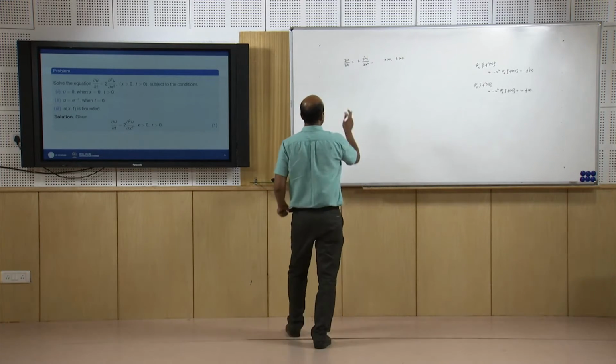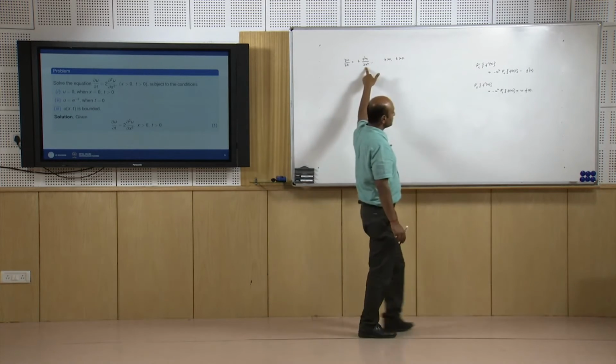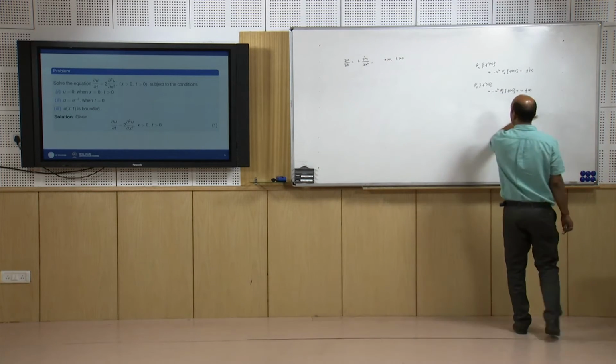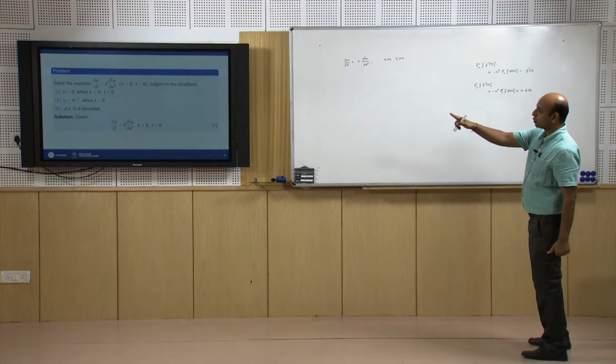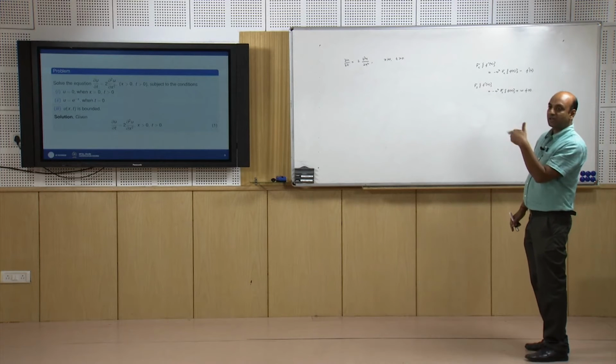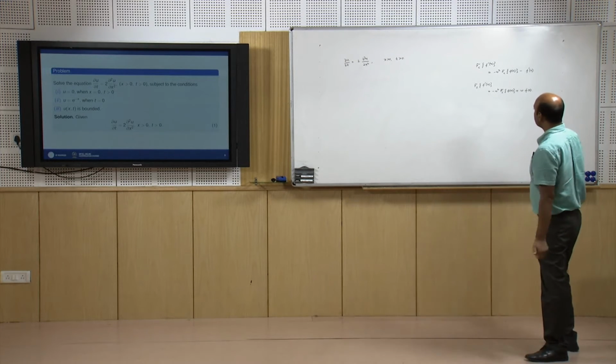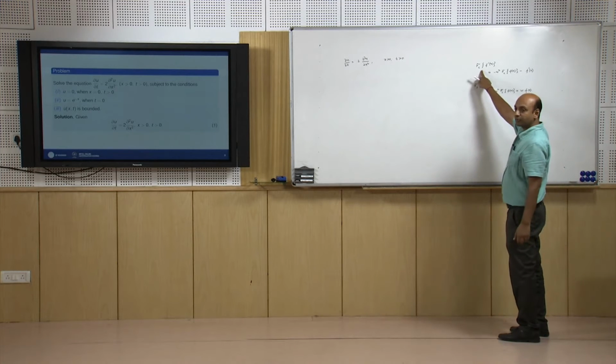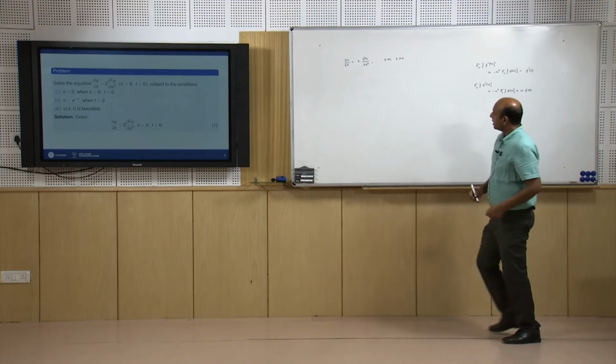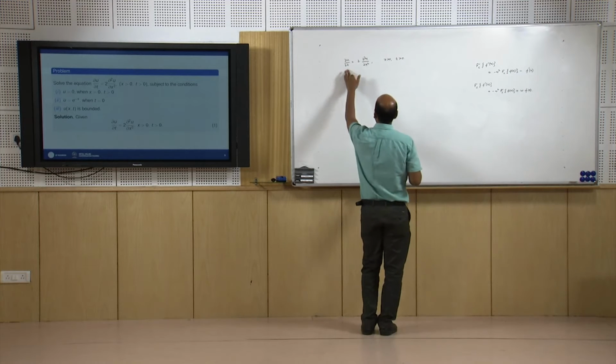So, take the Fourier sine transform on both sides, because we have the condition that when x equal to 0, u equal to 0. If we had a derivative condition at x equal to 0, then we would apply the Fourier cosine transform. Now, take the Fourier sine transform on both sides.